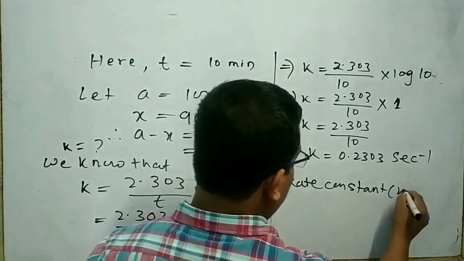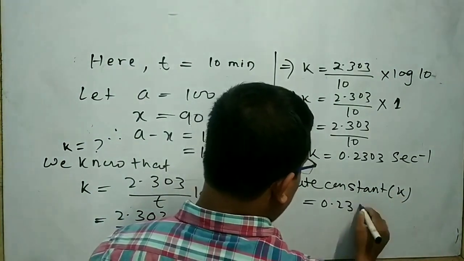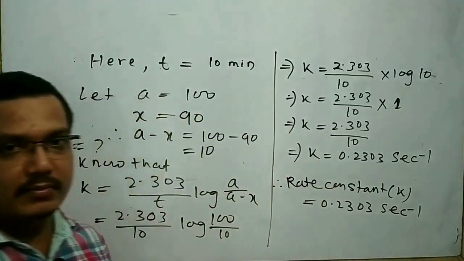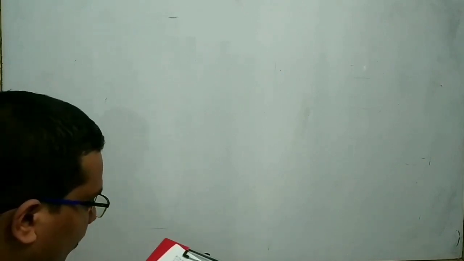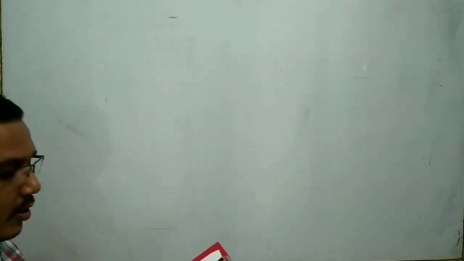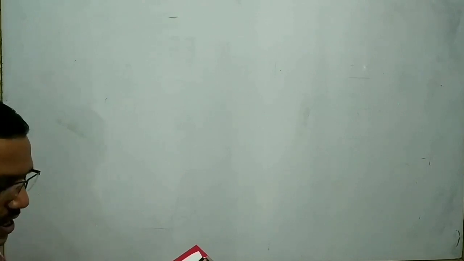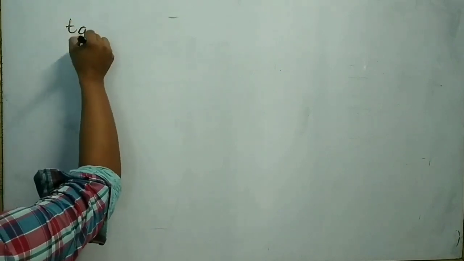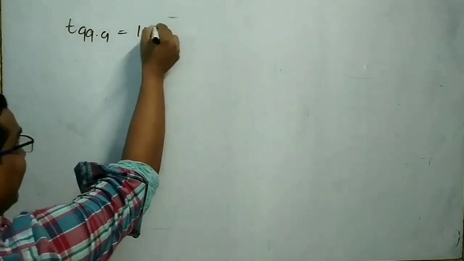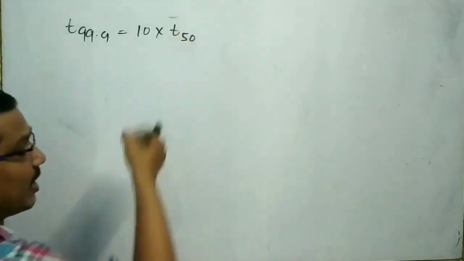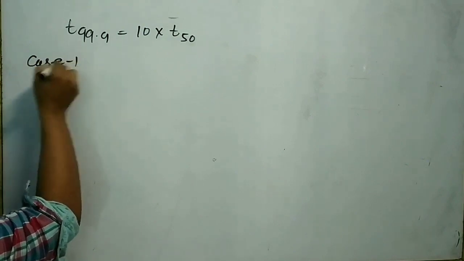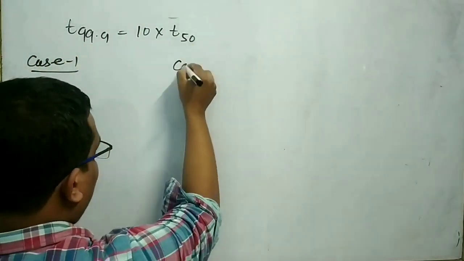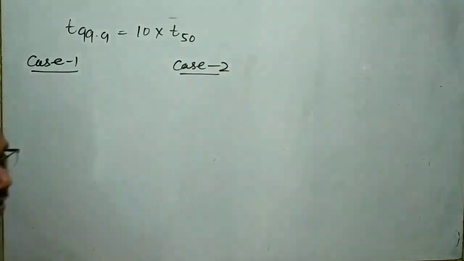So we can write rate constant equal to 0.2303 second inverse. Now I will solve question number 3: the time required for a first order reaction to go to 99.9% completion is 10 times the half-life period. That means our aim is to prove that T99.9 equal to 10 into T50, that is, you can also write T half. There are two cases. Case number 1 is for T99.9. Case number 2 is for T50.